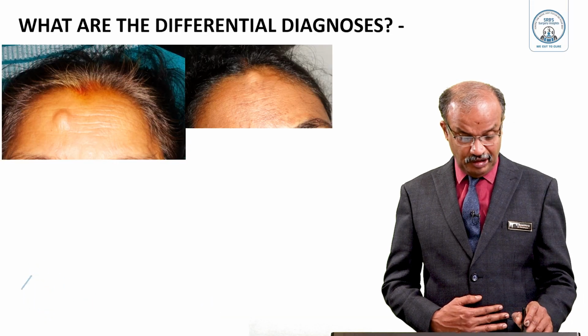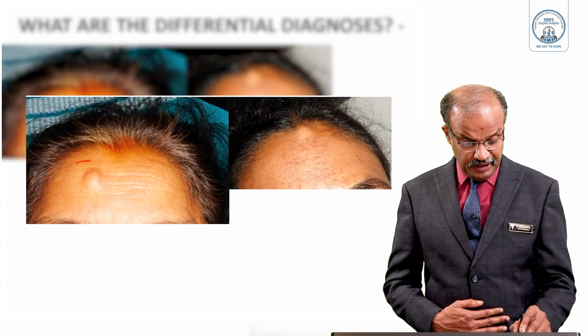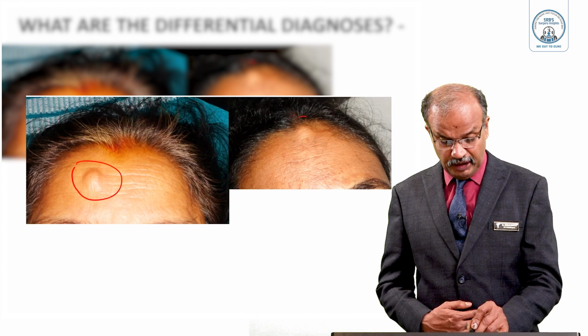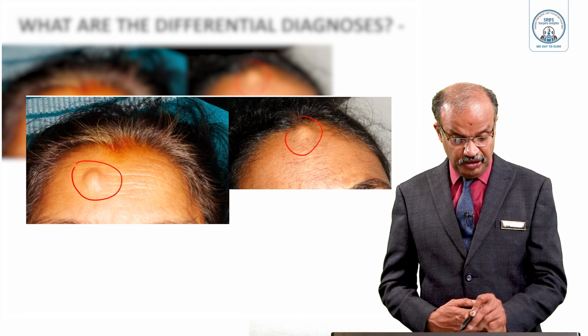Hello students, we will discuss a condition and its differential diagnoses. See that in both cases, in different patients, there is a swelling in the forehead, very well localized. Similar swelling, similar place, but a little more above actually, and on the opposite side.